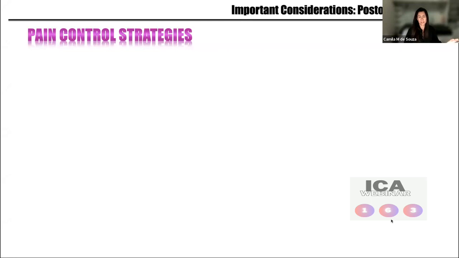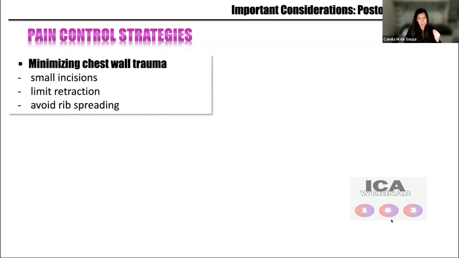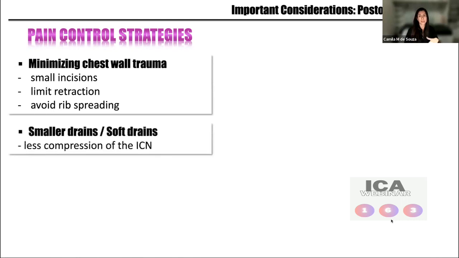There are a number of strategies we can combine to minimize postoperative pain. Everything the surgeons can do to minimize chest wall trauma will be helpful in these cases. Things like limiting the size of the incision, minimizing the degree of retraction, and avoiding rib spreading can be really helpful. They will use smaller size chest tubes, softer drains instead of the standard chest tubes that can cause a lot of compression and irritation of the intercostal nerves.